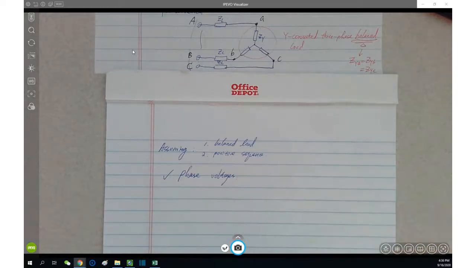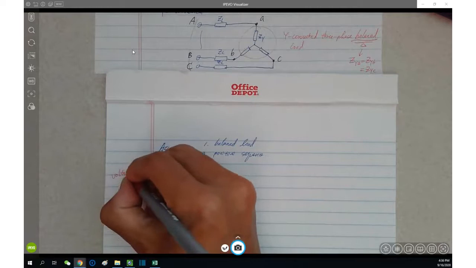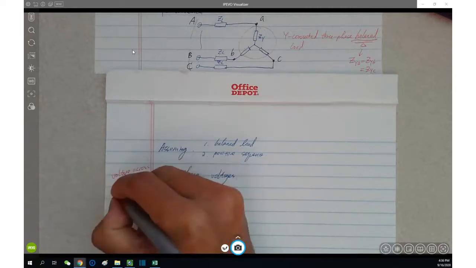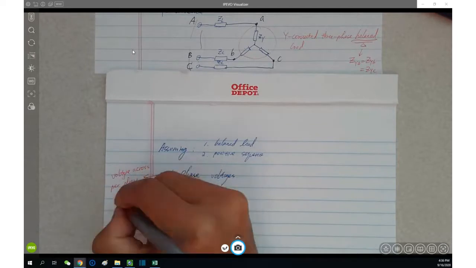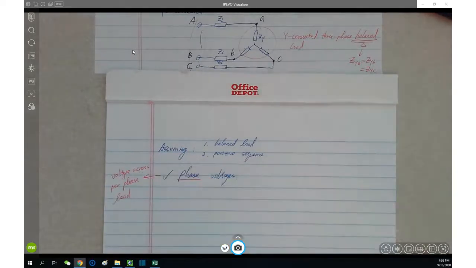The thing that really confuses students is the definition, or say, who are the phase voltages? Not necessarily the calculation, but who are they? Where are they in the circuit? This is the trouble I see happen a lot in students. Who are the phase voltages in this Y-connected load? That's the thing you need to be very, very clear about. The phase voltage, for both Y and delta connected loads, means a voltage across the per-phase load.